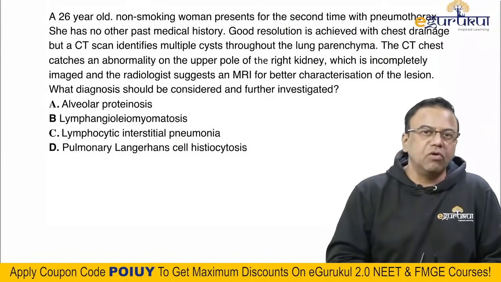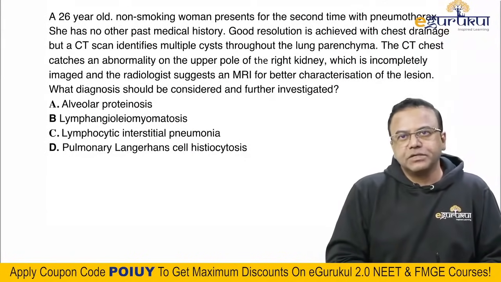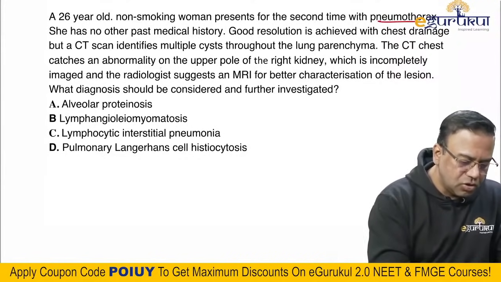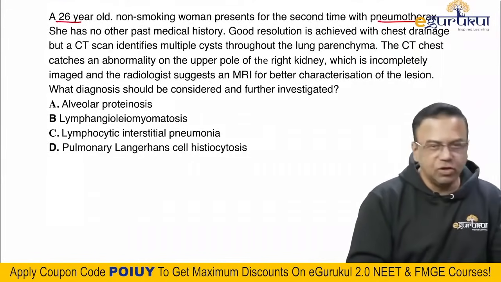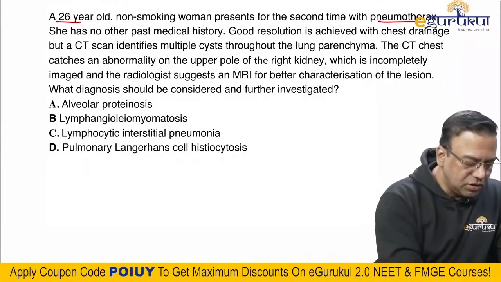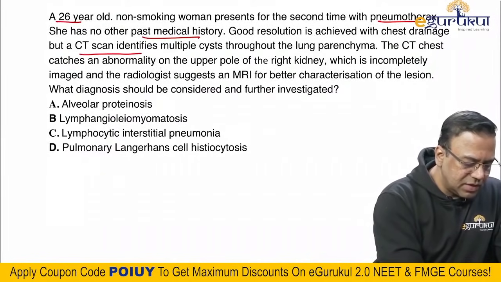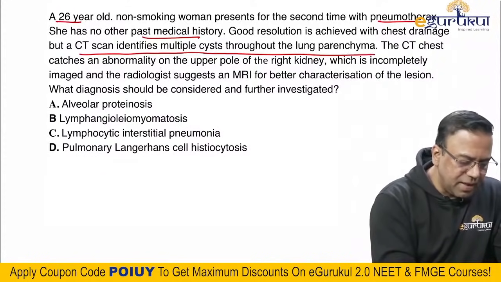A 26-year-old non-smoking woman presents for the second time for pneumothorax. So you've got a young female coming with pneumothorax. She has no other past medical history. CT scan shows multiple cysts in the lung parenchyma.